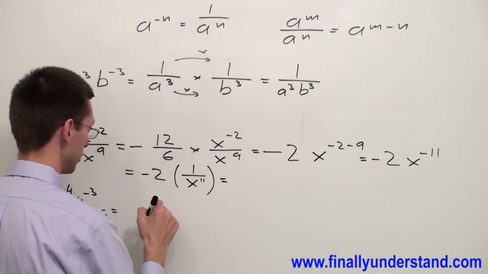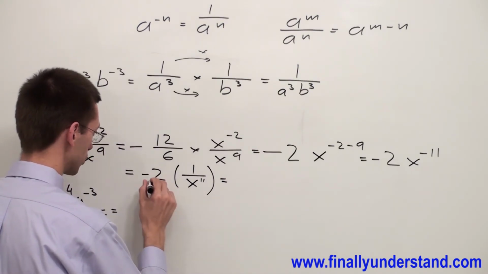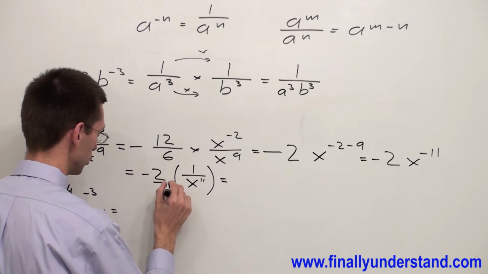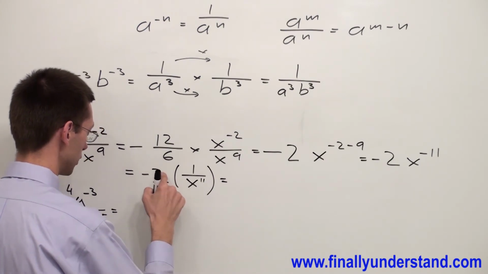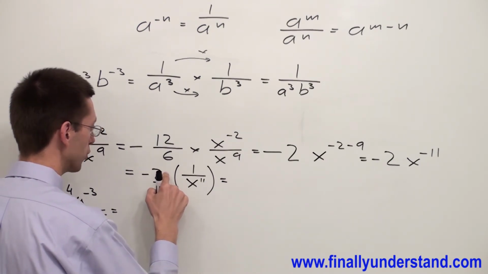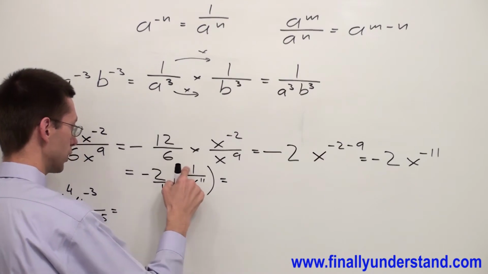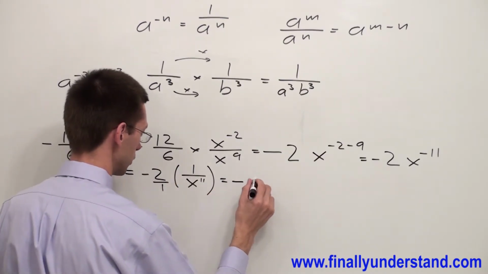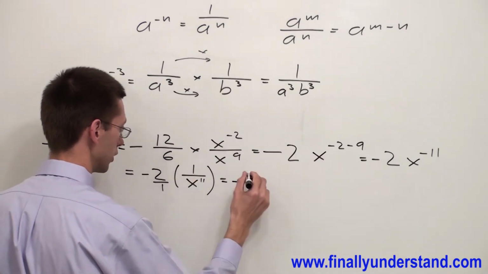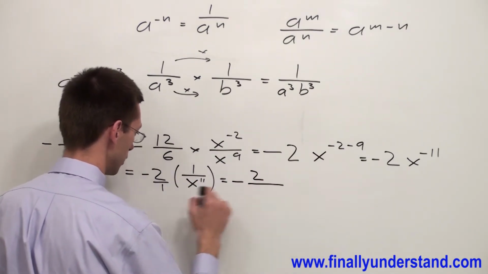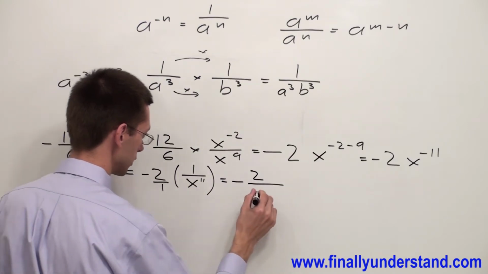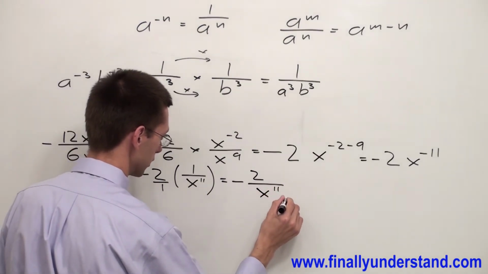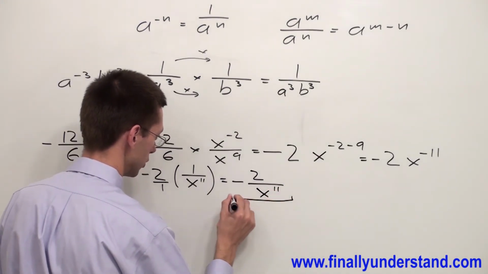Okay? Now, because I'm dealing with a fraction, I can also convert my 2 to a fraction by writing 2 over 1. Anytime we multiply fractions, we multiply numerator by numerator and denominator by the denominator. So I'm going to have negative 2 times 1 is 2 over 1 times x to 11 is just x to 11. This is the solution to my problem.